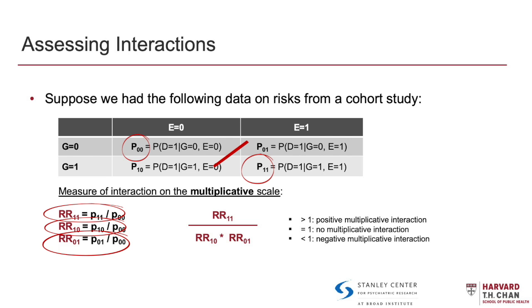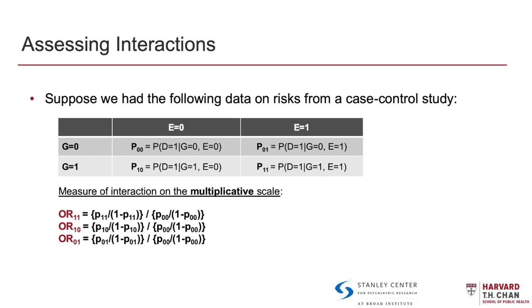In this case, instead of taking 0, which was on a risk difference scale, we would take 1 as our reference value. If it's greater than 1, there's evidence of positive multiplicative interaction. If it's 1, there is no evidence of multiplicative interaction. And if it's less than 1, we would say evidence of negative multiplicative interaction. Let's look at this in the same example that we have seen earlier.